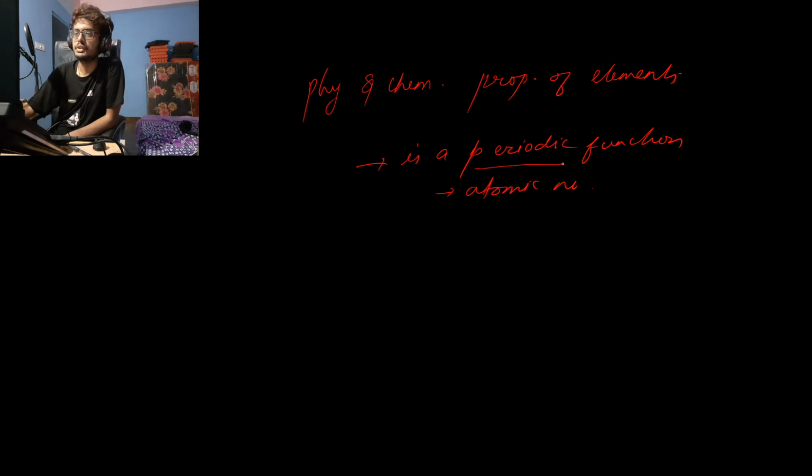So a periodic function means the properties are repeating over some time, right? Periodicity, I had explained earlier what periodicity is. So periodicity is some property repeating over time. After some interval the property is repeating.